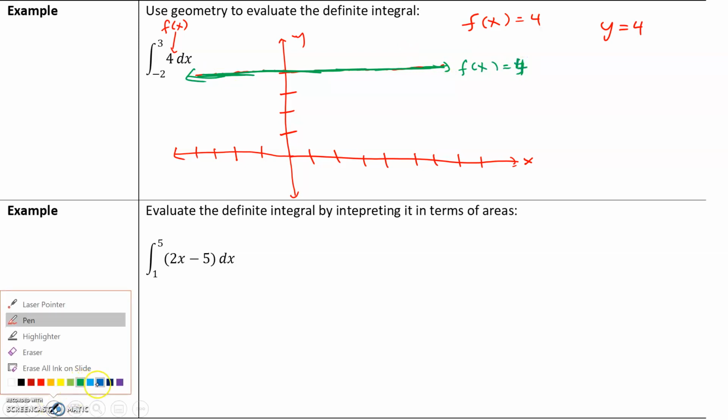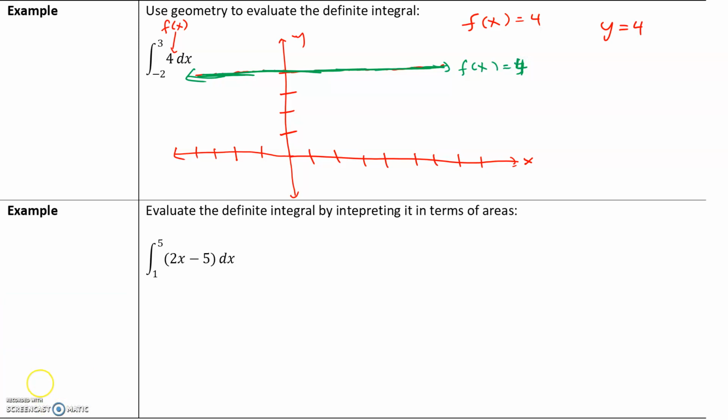Now what do we want to do? We want to find the area. So the integral is the area under the curve between this line and the x-axis between -2 and 3. So this is -2 and this is +3. We want to find the area between the line and the x-axis, which is this whole area right here.